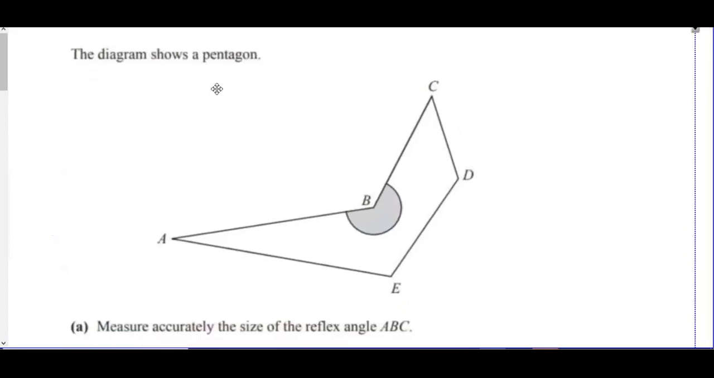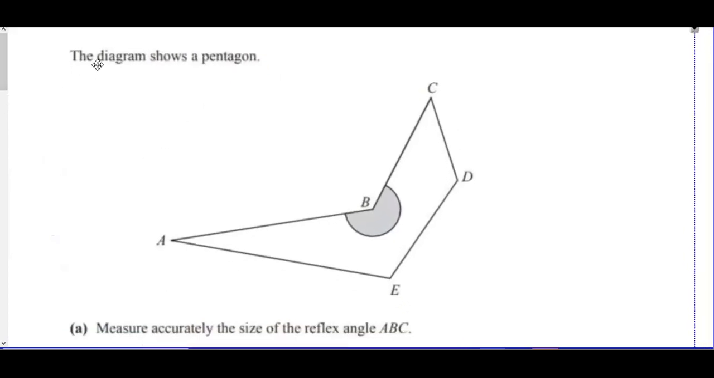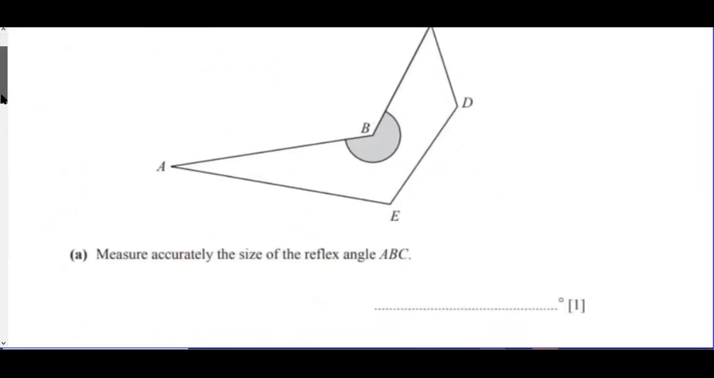And we have this question here. This question says, the diagram shows a pentagon. You can see that this shape is a pentagon. How many sides are there? We have 1, 2, 3, 4, 5 sides, and hence a pentagon. Okay. Now, what is the question?